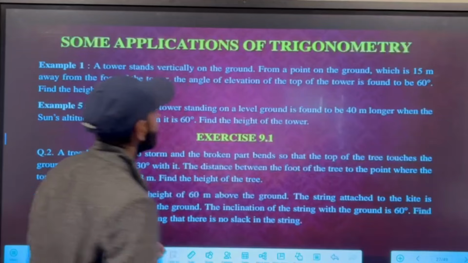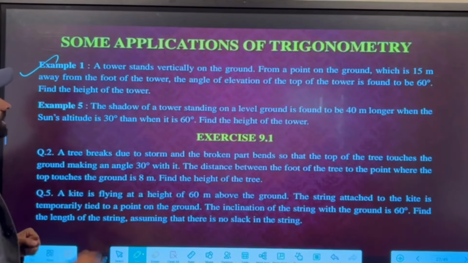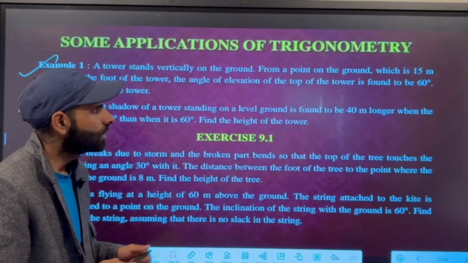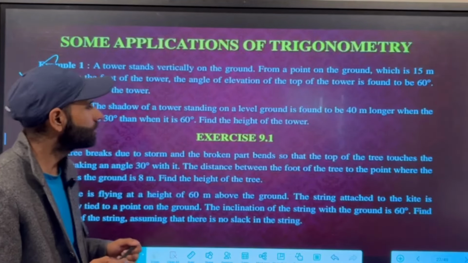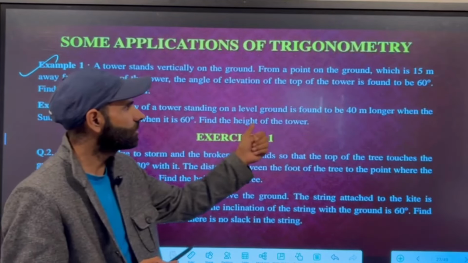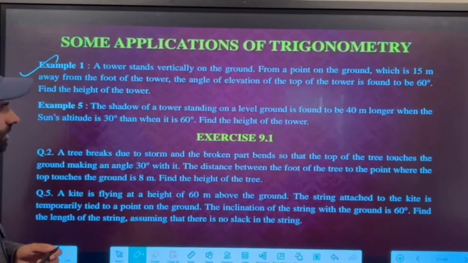Next chapter is Application of Trigonometry. Example 1. Example 1 is important. A tower stands vertically on the ground. From a point on the ground which is 15 meter away from the foot of the tower, the angle of elevation of the top of the tower is found to be 60 degree. Find the height of the tower.